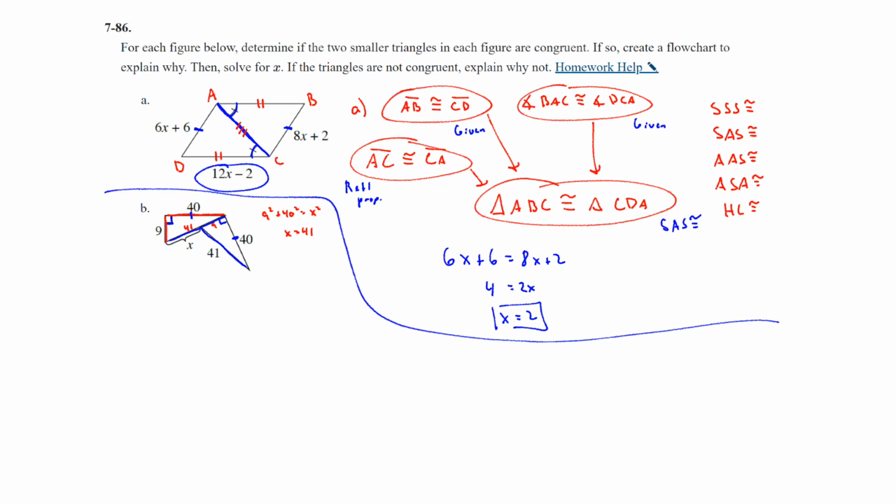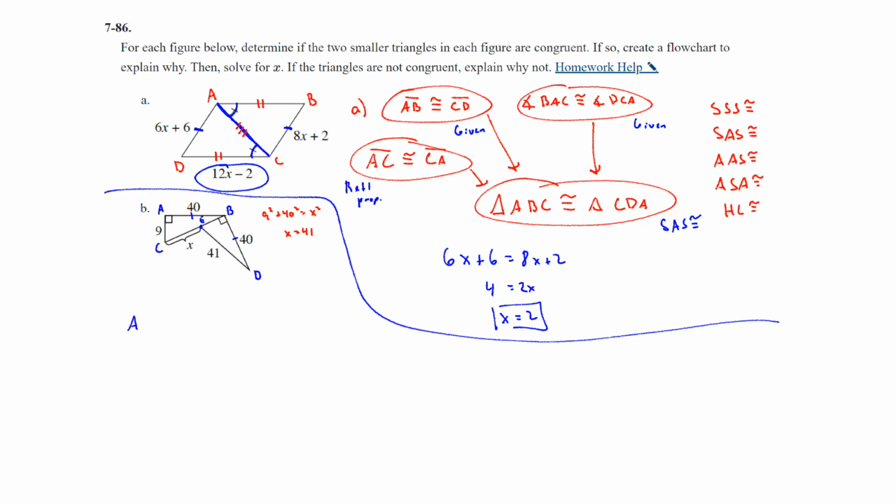I'm going to erase some of this so I can go back to what was actually given to us. Try it again, and start the flow chart. So what do we know? Well, we know that side length 40 is congruent. So let's give these vertices some labels, A, B, C, and then we'll do D, and this point right here we'll call E.